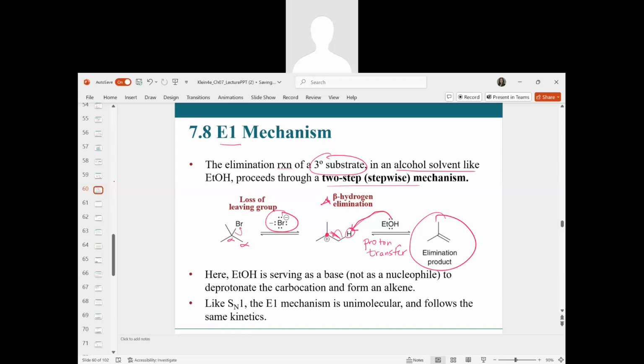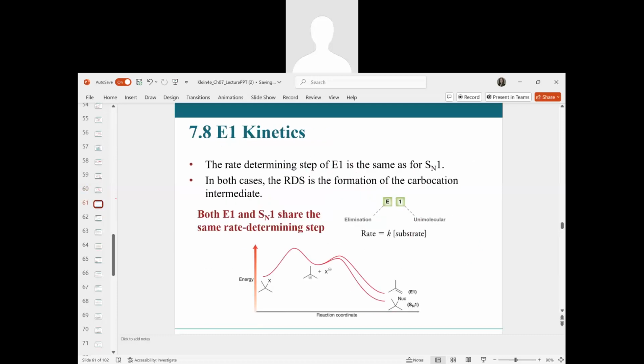So again, both of these mechanisms are unimolecular, so they follow the same kinetics. They have the same rate determining step. So once again, we have the same rate law seen for an elimination reaction, and our rate determining step is once again going to be the generation of that carbocation intermediate. We will continue with part 2 of this section in the next video.